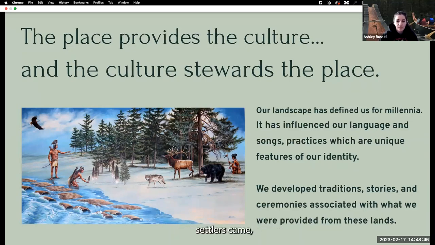And so when the settlers came, they saw this vast, untouched forest that just looked like it had tons of opportunity to manipulate. And we had to say, no, we've been stewarding it, it's just a well-managed forest, because we have relationships with this place, and the inhabitants of this place are our brother and sister bears, and all the winged and four-legged. And apologize, they're doing some drilling outside. But as I said, our landscape has defined us for millennia. It's influenced our language and our songs, and it's helped shape our practices that are unique features to our identity.